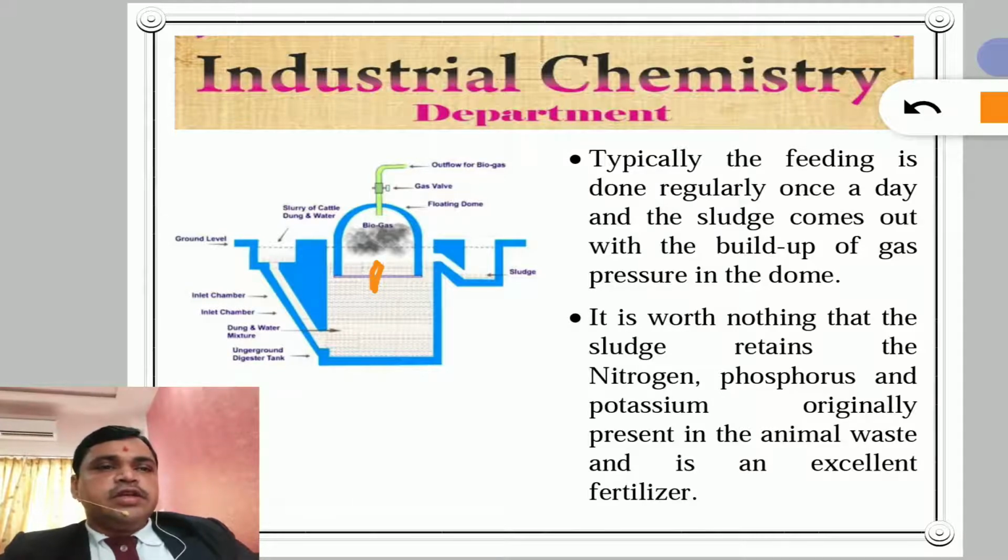It is worth noting that the sludge retains the nitrogen, phosphorus and potassium originally present in the animal waste and is an excellent fertilizer. After production of biogas, the sludge material contains nitrogen, phosphorus and potassium, and these three elements are very useful in the farming process. So sludge is an excellent fertilizer.